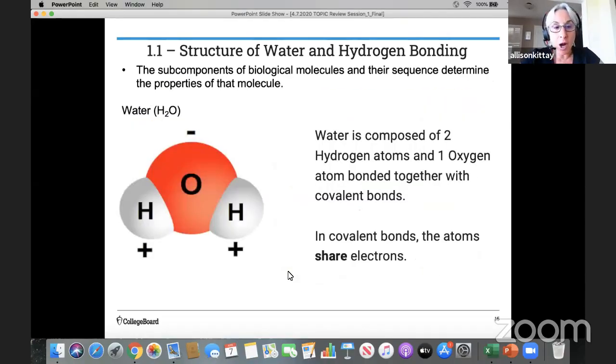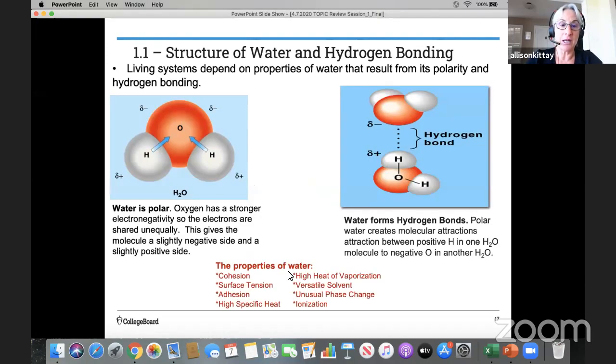When we talk about water, the molecular formula is H2O. It's composed of 2 hydrogen atoms and 1 oxygen atom, and they're bonded together with covalent bonds. To remind you, covalent bonds share electrons. I'd also like you to notice that there is a negative sign around the oxygen and positive signs around the 2 hydrogens. And we're going to talk about that in more detail now.